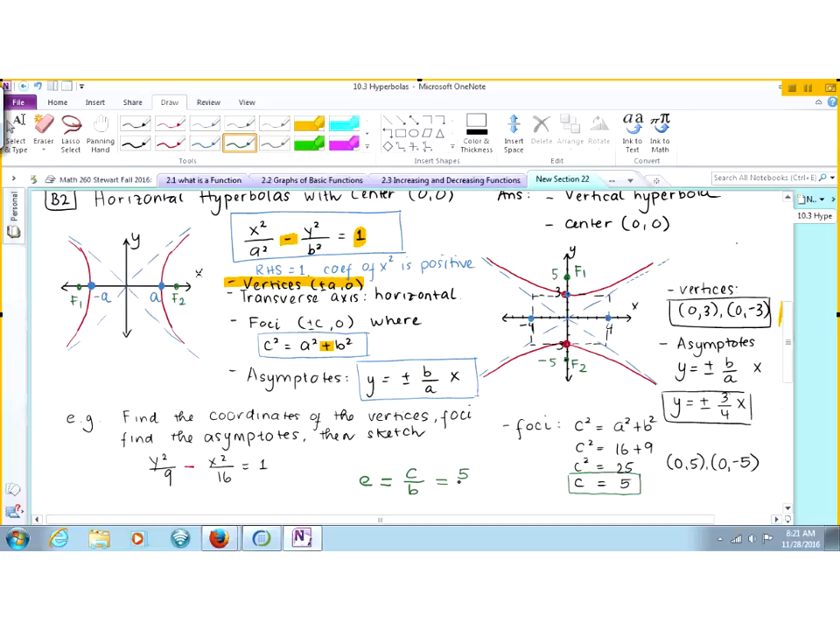It's vertical. So C is 5. B is, what is B? B is 3, right? You see this is 3? Yeah. So this is your eccentricity. I forgot this. So this is eccentricity. So if you can add those.